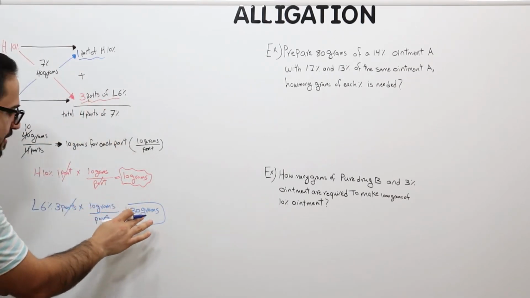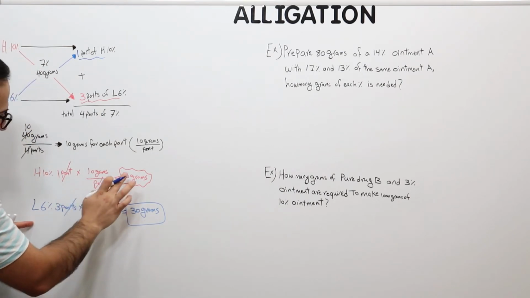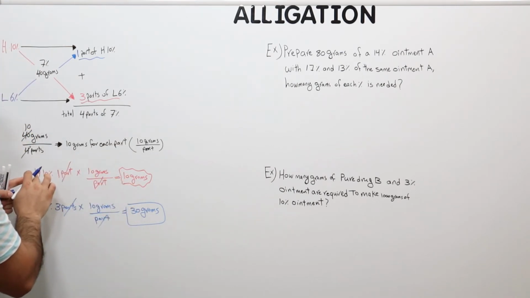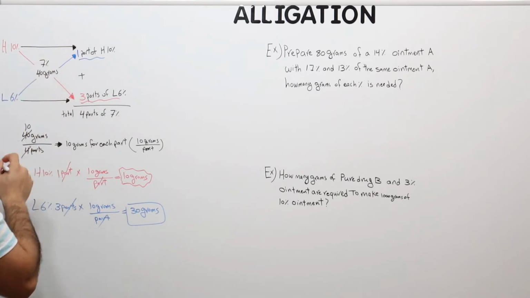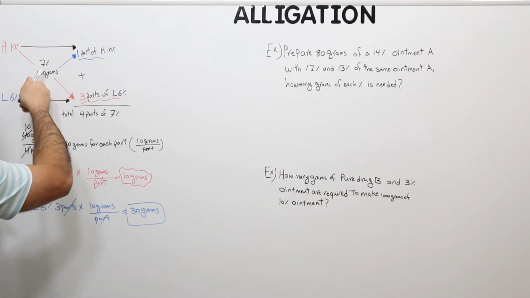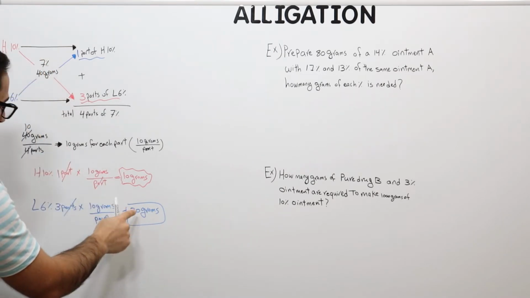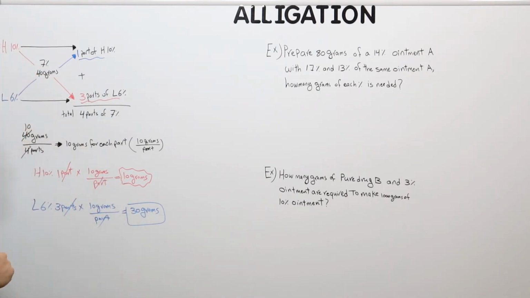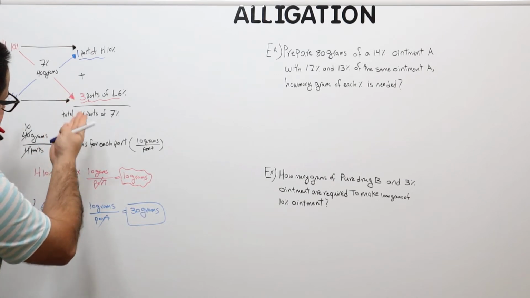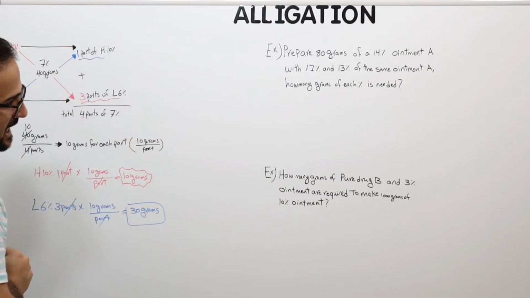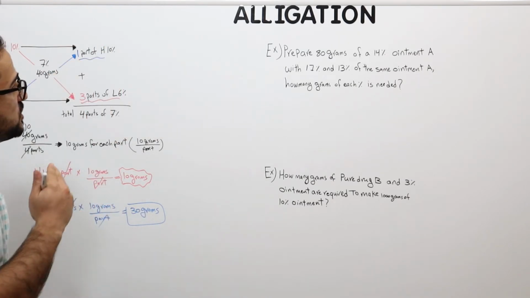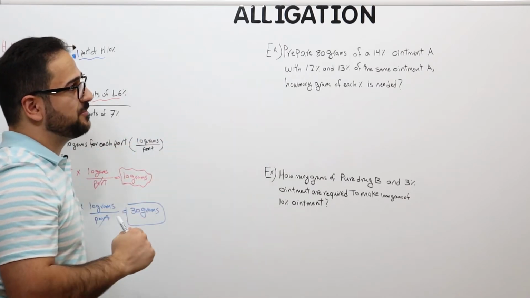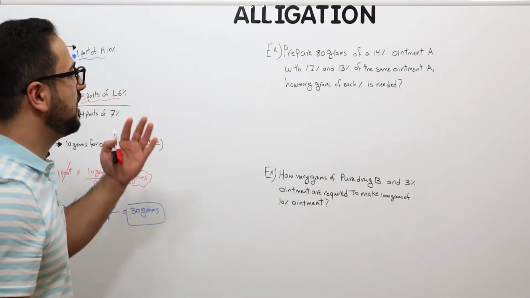So we need 30 grams from the low concentration and 10 grams from the higher concentration to make the desired, which is 7% concentration. And these 30 plus 10 is basically 40 grams for the desired concentration. So this is basically the formula for alligation. Now let's move into 2 more examples to have a better understanding of alligation.